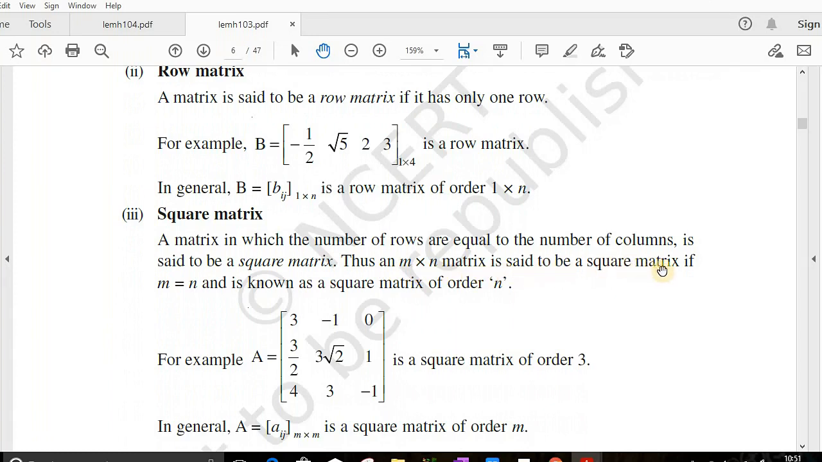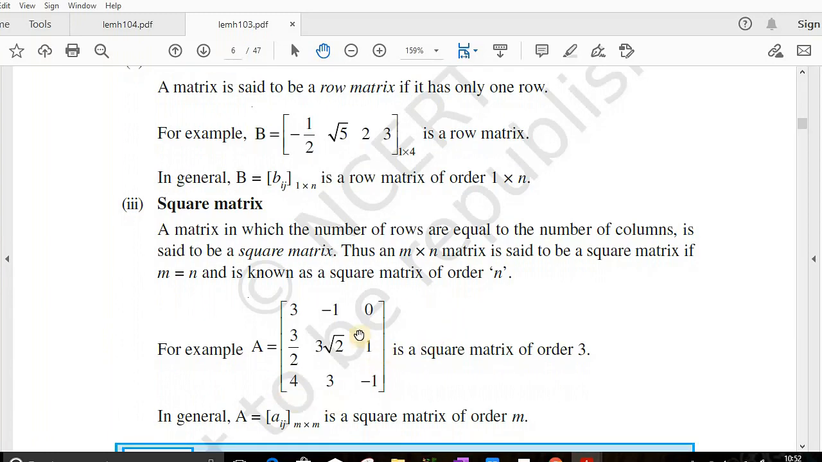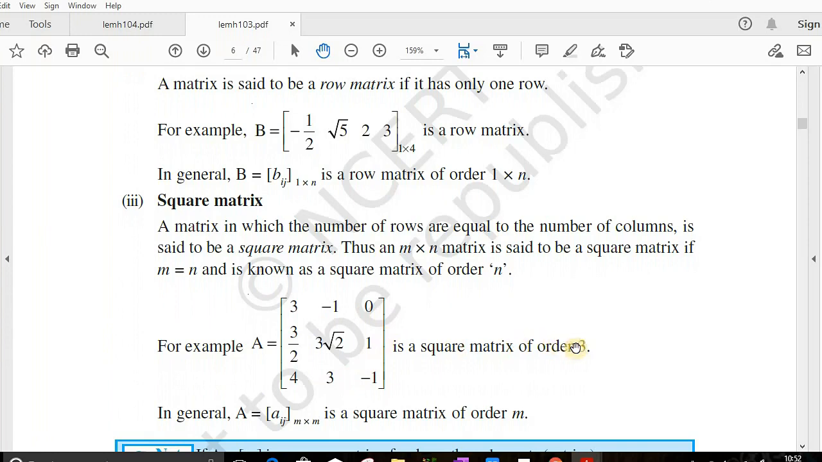Thus an m by n matrix is a square matrix when m is equal to n. It is known as a square matrix of order n. We don't say that this matrix has order n by n; we say directly a square matrix of order n. It's a square matrix with n rows and n columns.